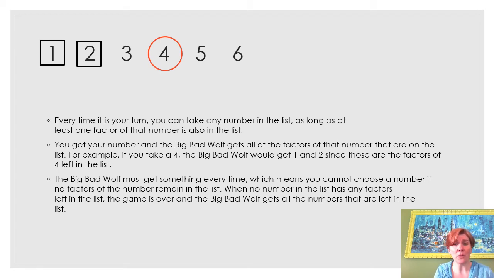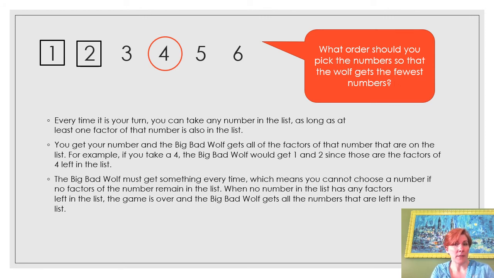So when there are no numbers in the list that have any factors, the game is over. And the big bad wolf basically gets all the numbers that are left over, that have not been given away. So in this scenario, let's say I continued to play it out and the next number I picked was 6. Then the big bad wolf would get 3. And the big bad wolf would also get 5 because nobody ended up picking 5.